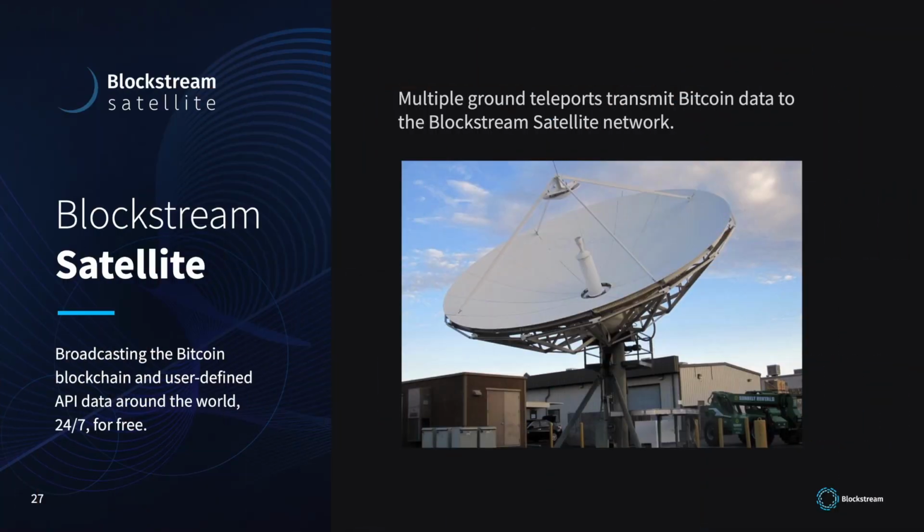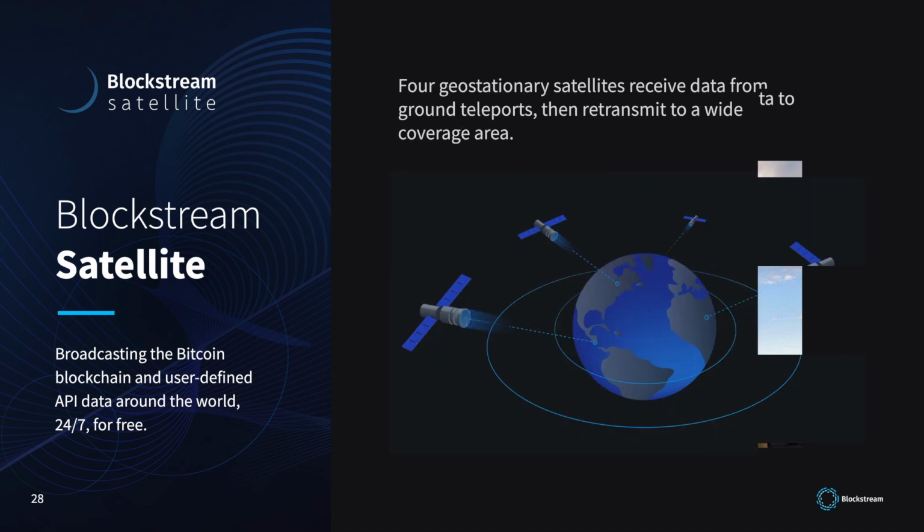How that works is, first, Blockstream provides Bitcoin blockchain data to teleports on the ground, and they transmit the signals up to the satellite network. We have 4 satellites in geosynchronous orbit around the Earth, and what that means is they're basically traveling around the equator at the same speed that the Earth is rotating. So they stay in the same place in the sky all the time, and it works in the same way as satellite TV.